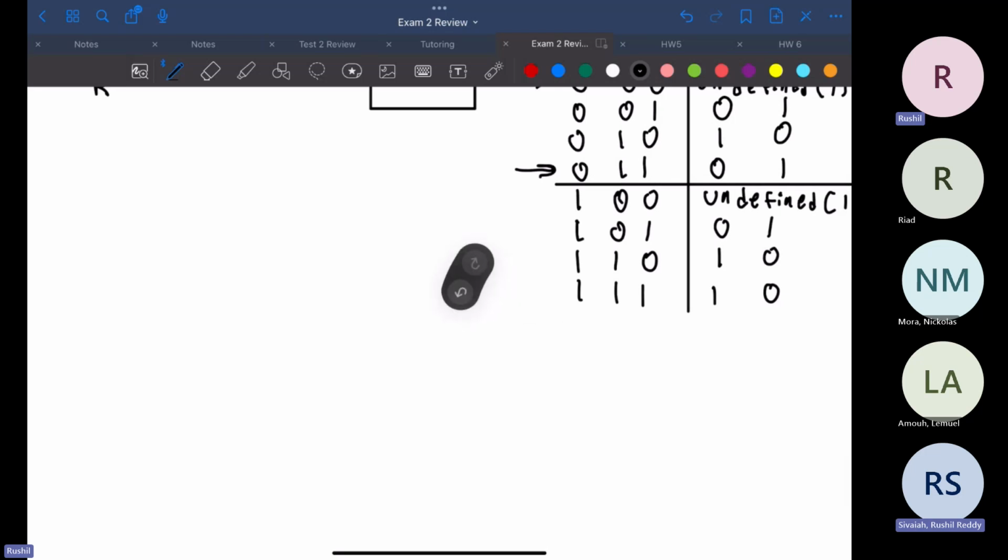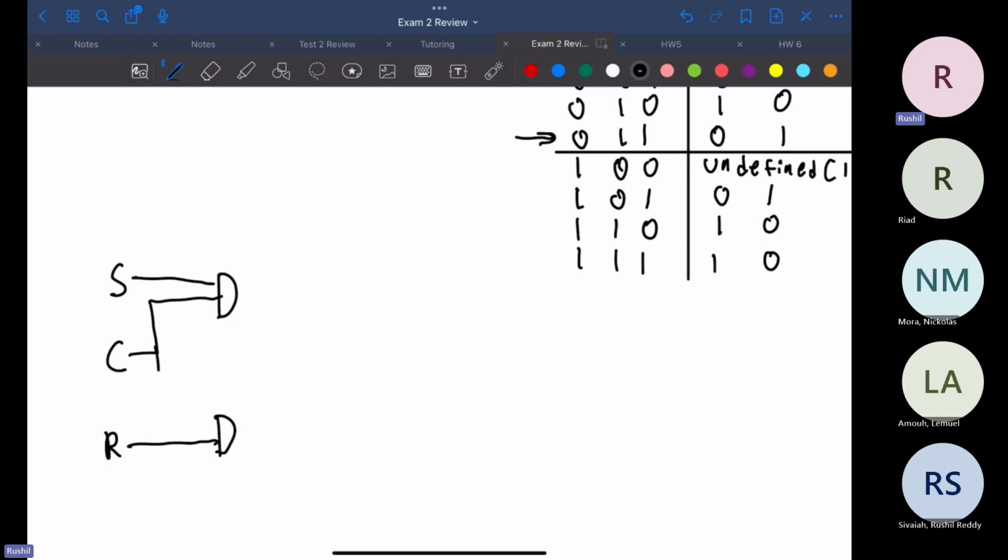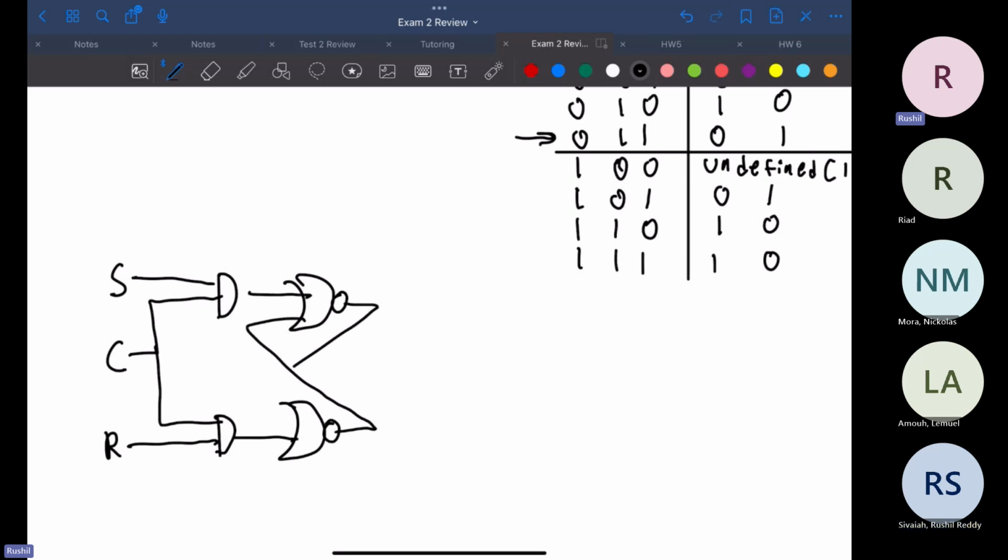So with this, we only have a few inputs. We'll draw this out first. We'll have our AND gate, our C, our other AND gate, and our R. And then we'll have our NOR, and then our other NOR. These will connect this way. This will be Q bar, and then this will be Q bar, and this will be Q.